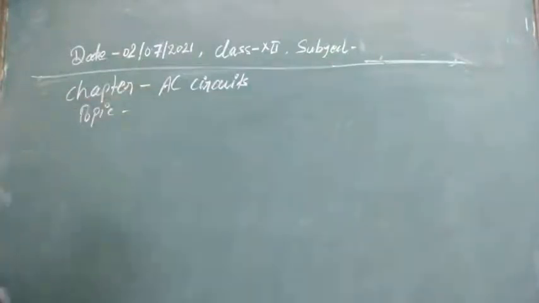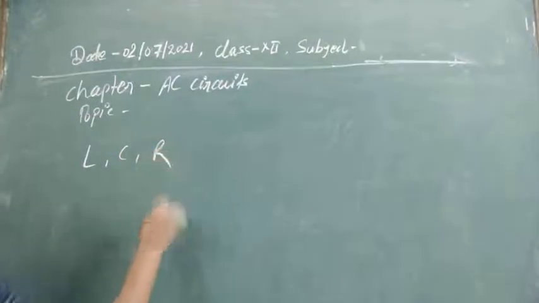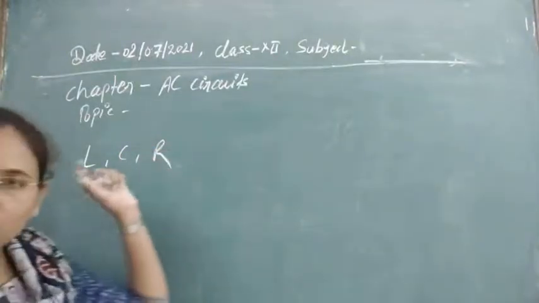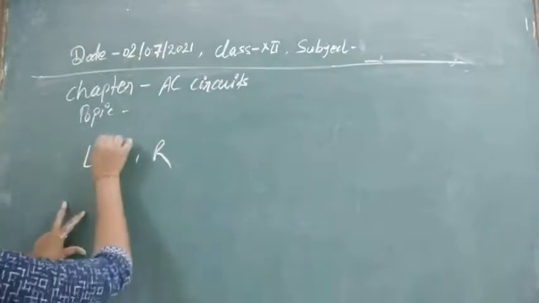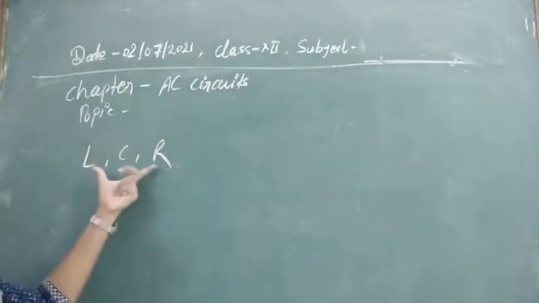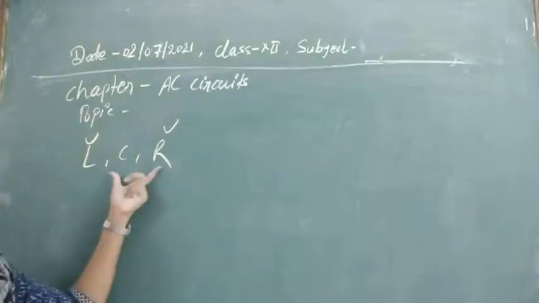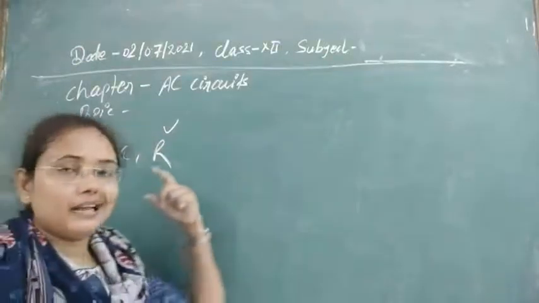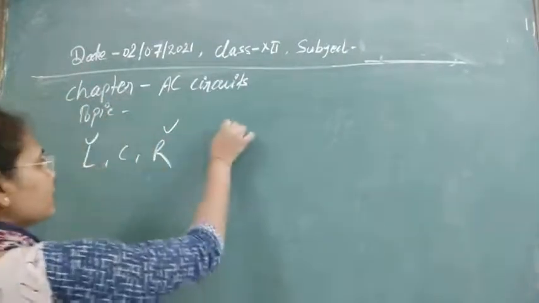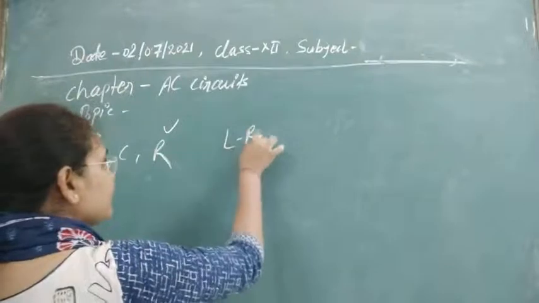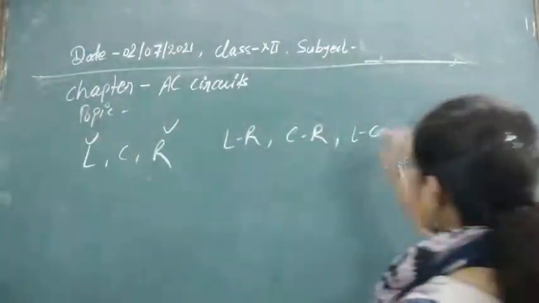First, the combination. As three components we have L, C and R. These are the three basic components that we are going to use for the AC circuits. We can combine a resistor with an inductor, a resistor with a capacitor, and an inductor with a capacitor. So we get three combinations: first the LR circuit, second the CR circuit, and third the LC circuit.